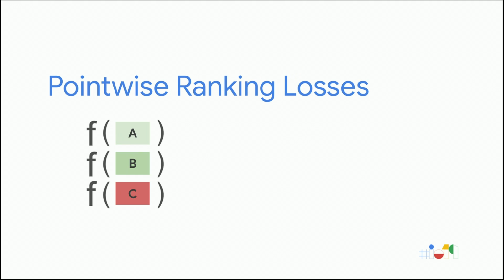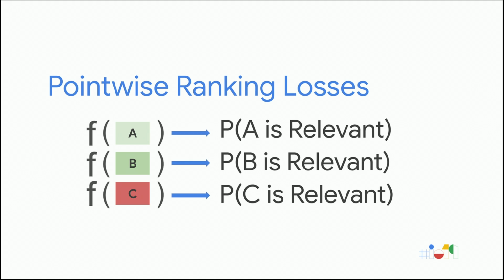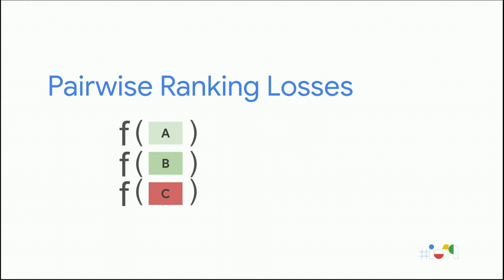Due to that, researchers in learning to rank have been developing different types of loss functions. One common loss function is the pointwise loss, where we basically take as an input each item and assign to them a probability of them being relevant. This is very similar to a classification or regression case, but completely ignores the relationship between the different items in the list. So pairwise ranking losses were proposed.